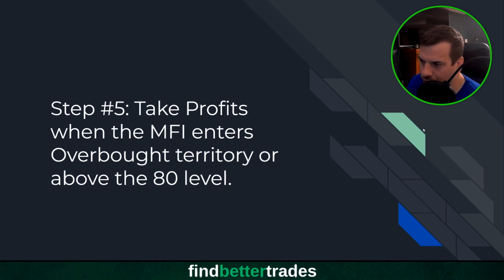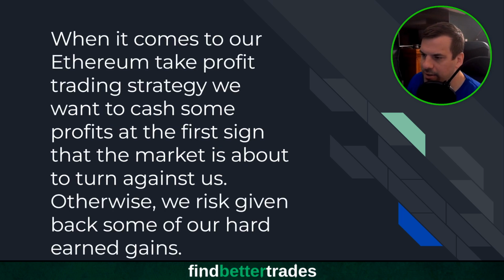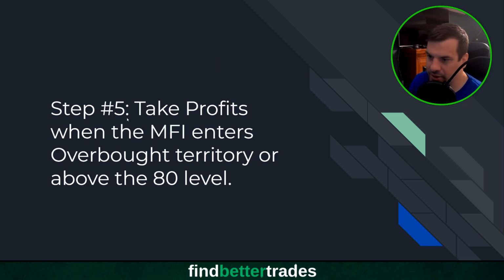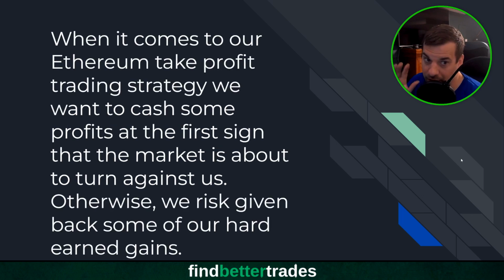The next logical thing we need to establish for this strategy is where to take your profit. So step number 5. We just covered 1, 2, 3, 4. Now we're on 5, and now we are on the take profit target. And so that was important. I skipped over that overbought territory, which is going to be above the 80 level on the MFI.